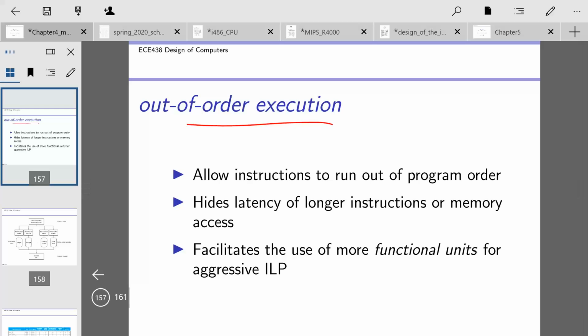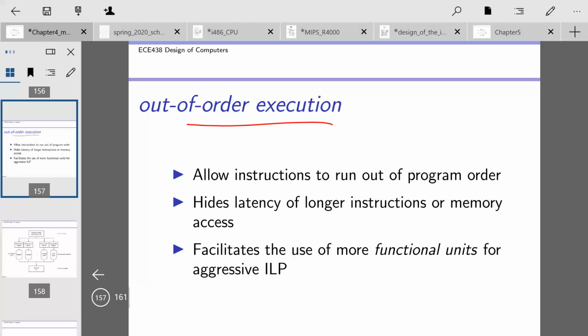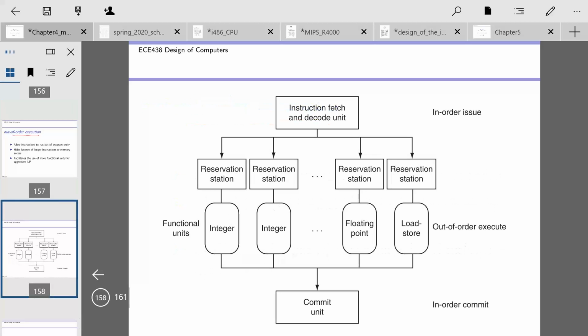What we found by super pipelining and super scalar is that we're limited in performance by our instruction order. If we could dynamically reorder instructions, we could then achieve even more performance. The thing to note is both the R4000 and the Pentium were in order pipelines, and then architectures that followed that were out of order.